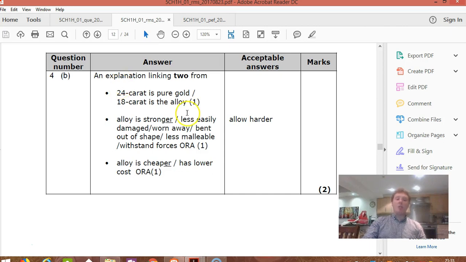Right, so the 2 marks are for, well, my help gave you the answer. 24 karat gold is pure, 18 karat is the alloy. The alloy is stronger. If you notice the underlining, which means you've got to say it's more strong than pure gold. We're not saying it's just strong, we're saying it's more strong than the pure gold, because the pure gold is quite strong anyway. Less easily damaged, worn away, bent out of shape, less malleable, withstand forces. Alloy is cheaper. You've got to have cheaper, relative to the pure gold. Not necessarily actually cheap, but compared to the pure gold, it's cheap.